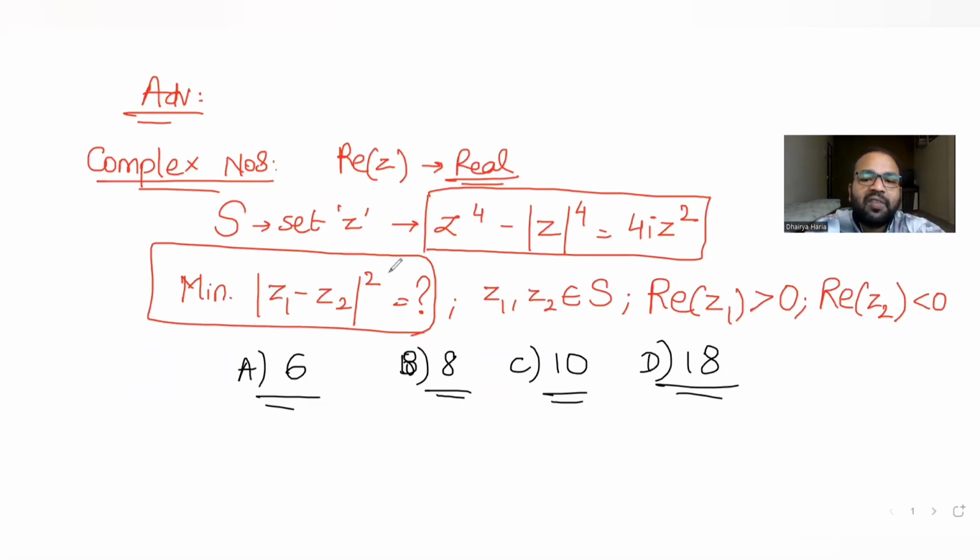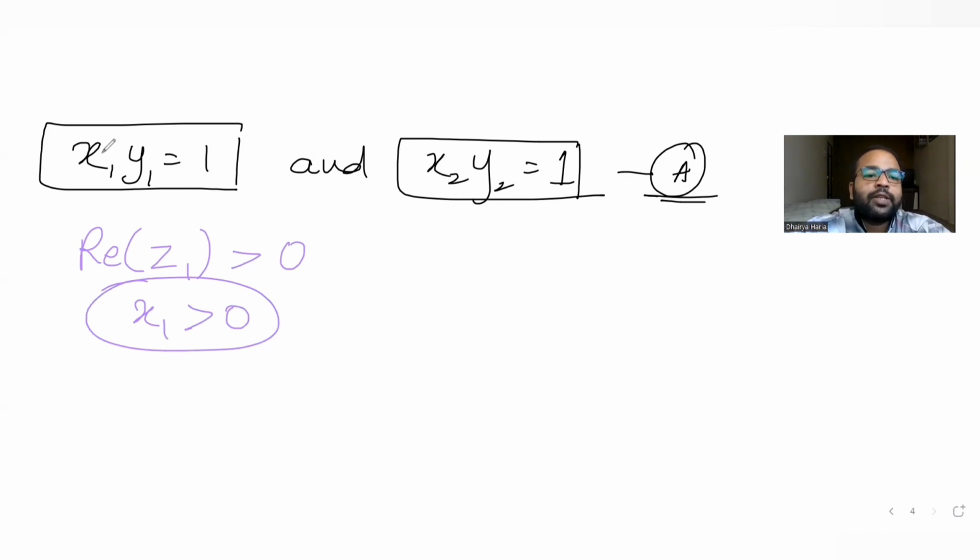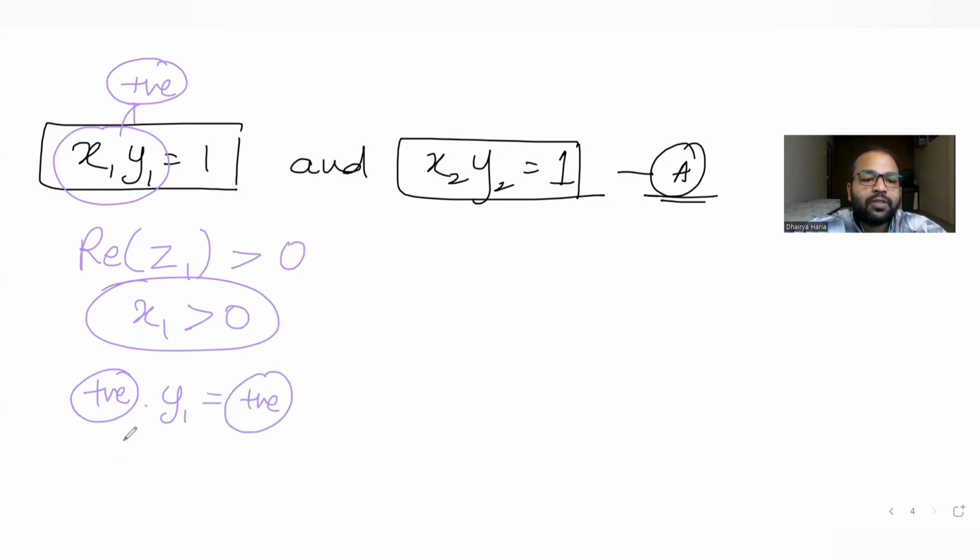Now let's try to simplify our ideas. Before doing that, let's also analyze these two data which are given to us. We have been told that the real part of z1 is positive. Real part of z1, we know it is x1. So x1 is given to us as positive. And since we know x1 into y1, the product of them, is 1, and 1 is positive, the product of x1 into y1 is positive. So positive x1 into y1 is a positive result. So y1 also becomes positive.